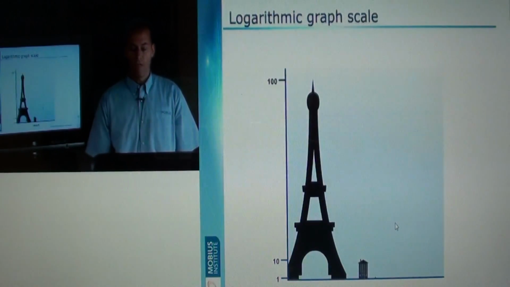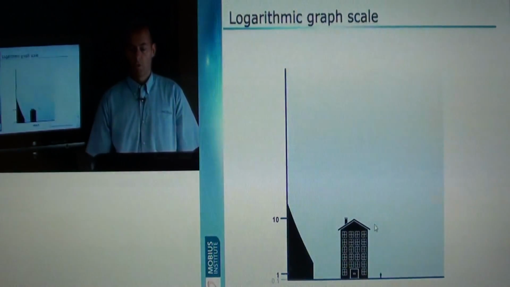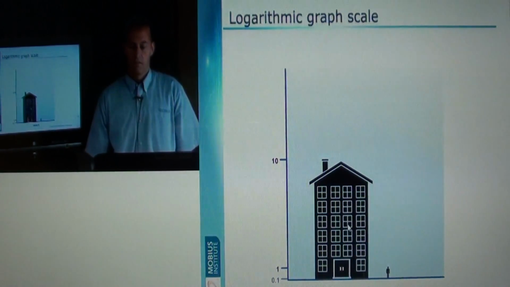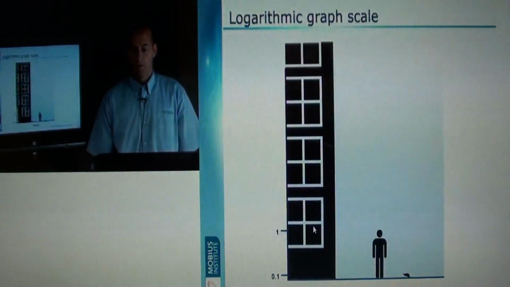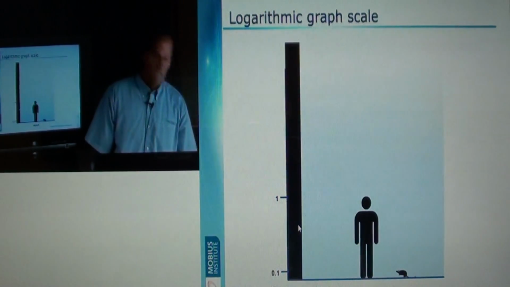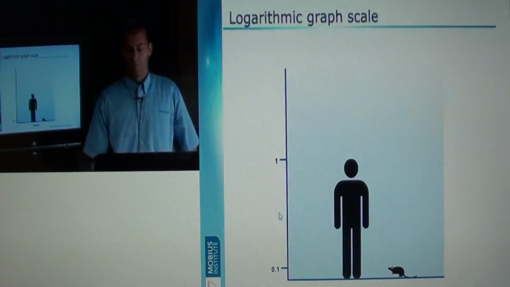Okay, so we've got the Eiffel Tower. We've got a building which is 1/10 the size of the tower. We've got a man that is 1/10 the size of the building, and we've got a mouse that's 1/10 the size of the man. That's a pretty big mouse, actually, but anyway, call it a dog. Anyway, so we've got this situation.